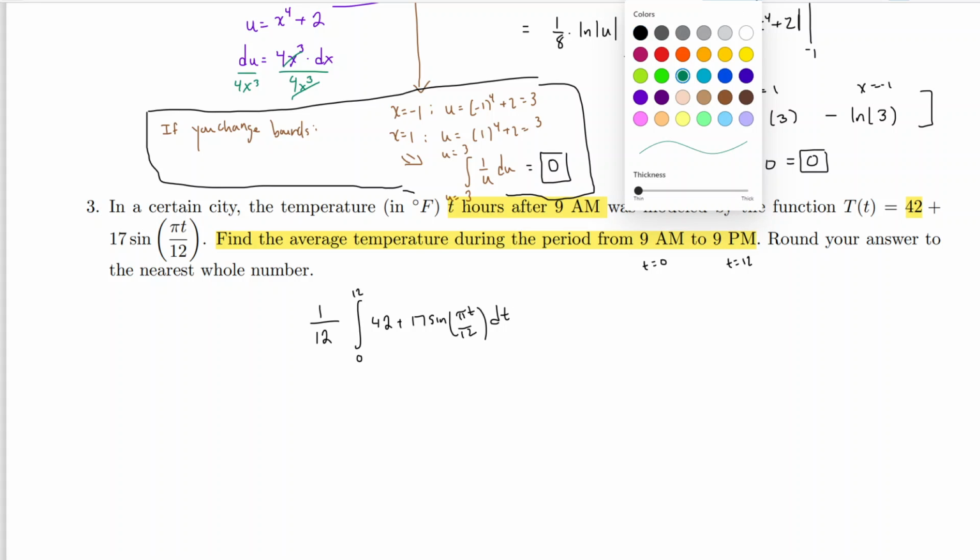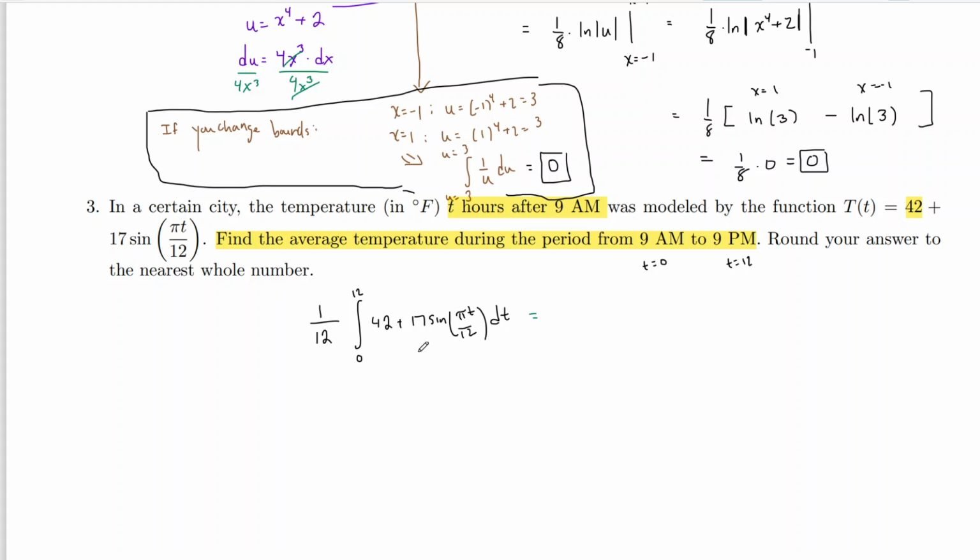Right. Now, this problem is good for more than just an application. It's to remind you again, because it's been a couple of sections, that when we do the substitution method, which we have to here, because it's not just t, you really need to break apart your integral into each part. So what I mean by that is we have this 1 over 12. You can leave it all the way out front and make two integrals, which is what I'm going to do. We integrate and we separate the integrals. So we have 42 dt from 0 to 12 plus 17 sine of pi t over 12 dt from 0 to 12 as well.